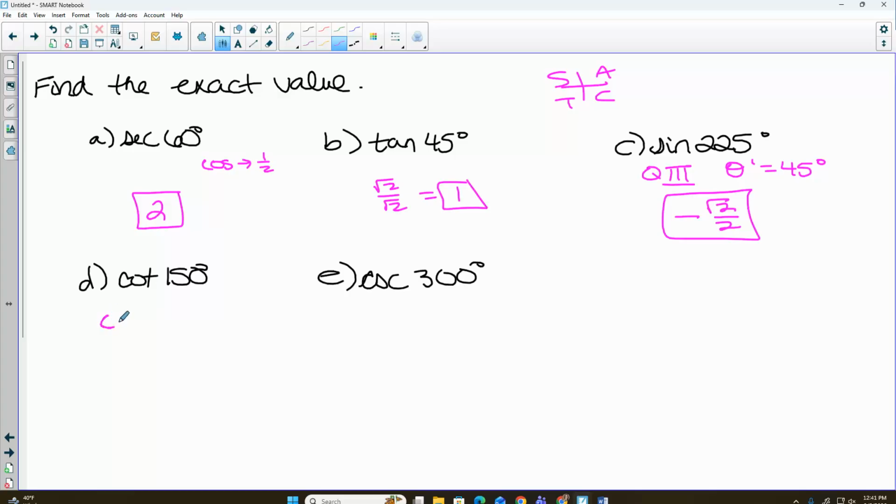Cotangent of 150, what quadrant is 150 in? Okay, in quadrant 2, sine is positive, so cotangent is negative. Reference angle, distance to the x-axis, so you do 180 minus 150, it's 30. Okay, so I'm doing 30. Tangent is radical 1 over radical 3, so cotangent would flip it, so radical 3 over radical 1, and negative radical 3.